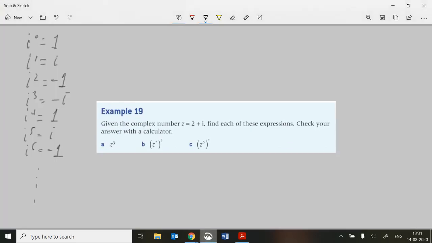So let's look at the question. It says, can we work out z to the power of 3? So here we go, this is z. We're going to do 2 plus i to the power of 3, and we can use our binomial theorem to multiply this out. So we've got 2 cubed, 2 squared, 2 to the 1 and 2 to the 0, and we've got i cubed, i squared, i to the 1 and i to the 0, which can disappear, of course.